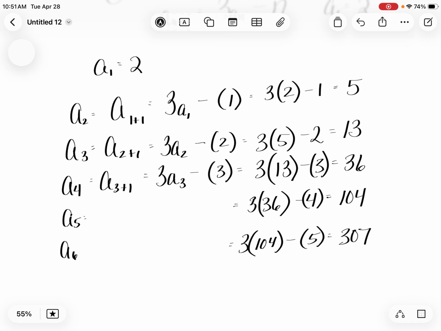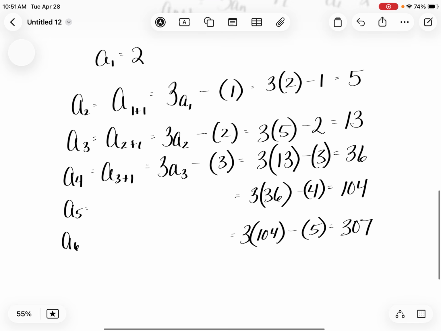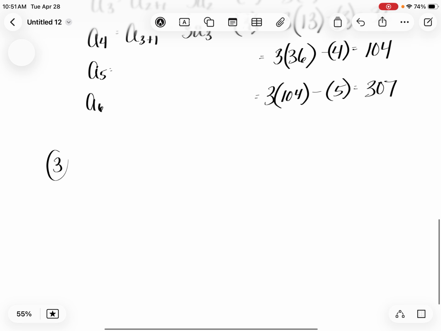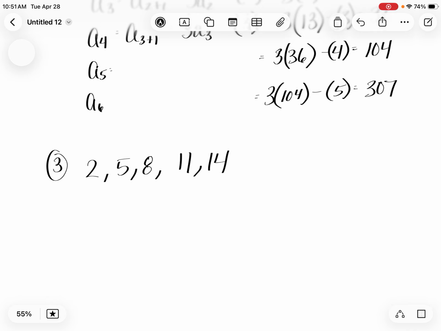That's number 2. Number 3 gives you 2, 5, 8, 11, 14, bump, bump, bump. Find the common difference. So again, what number are you adding or subtracting by every time to get the next one? Looks like you're adding 3. So your common difference is 3.